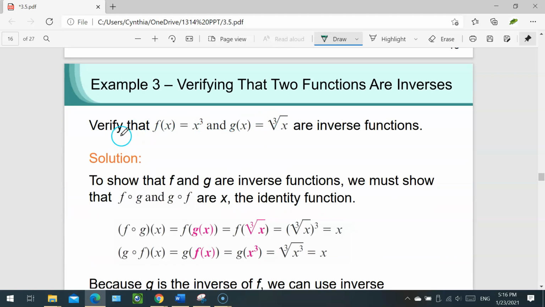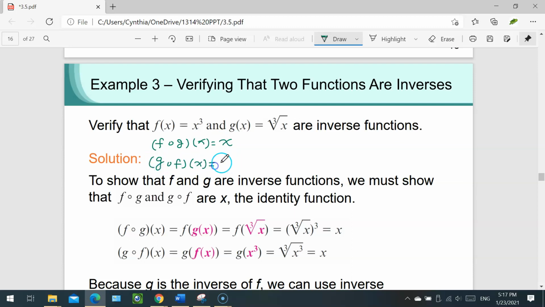So we look at the example. Verify whether these two functions are inverse or not. So we do f compose g. The idea is, when f compose g at that point x we get an x, or g compose f at that point x we get an output of x, once we can prove the output for both of the compositions gets an x, that means these two functions are inverse to each other.